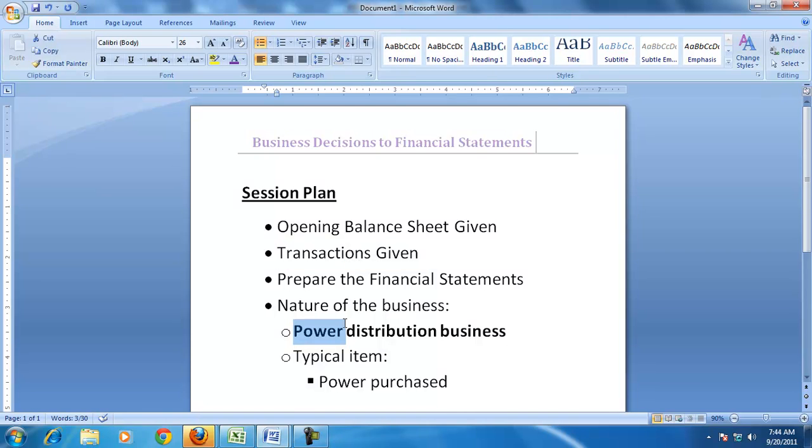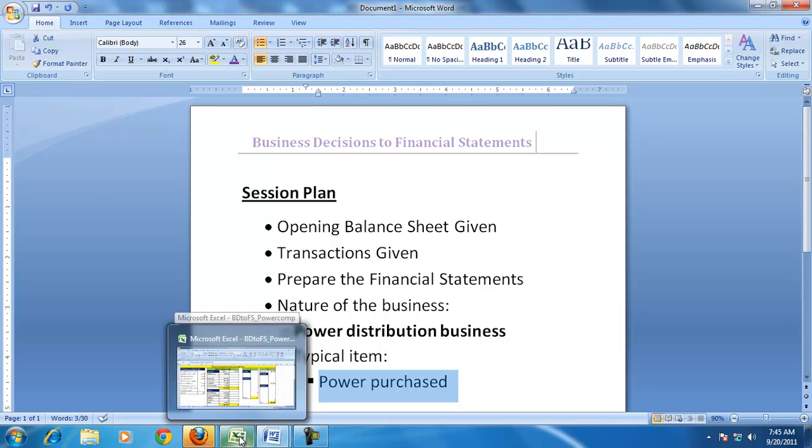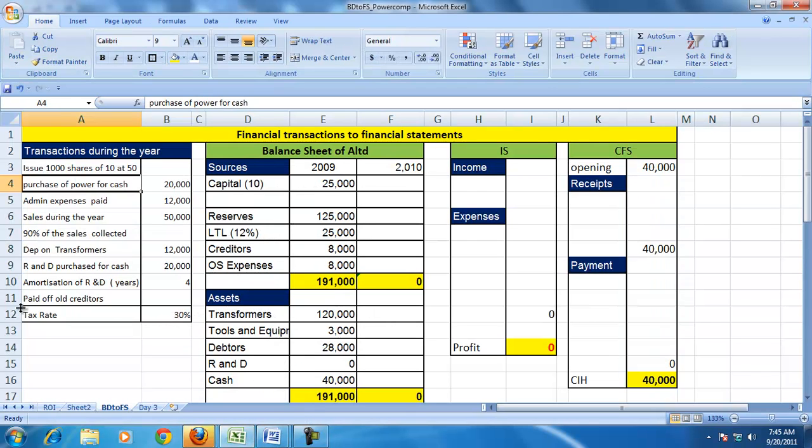So unlike many other businesses, in power distribution business, when you purchase the power, you can't store that. So the entire purchased power will become the cost of goods sold and will be shown in the income statement. So let us go to the Excel to understand that.